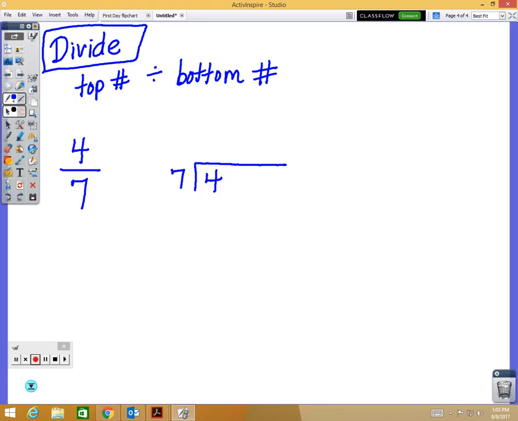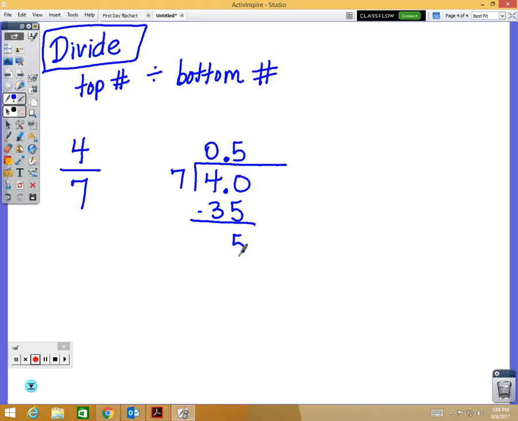So if we add a decimal after this 4, we can add as many zeros as we want to, okay? As many zeros as we want to or need to. We're going to start off with just having 1 zero there, though. And we're just going to bring this decimal straight up into our answer. Now, 7 does not go into 4. It goes into 4 0 times. But how many times could 7 go into 40? 5 times. What is 5 times 7? 35. So when I subtract, I get 5.